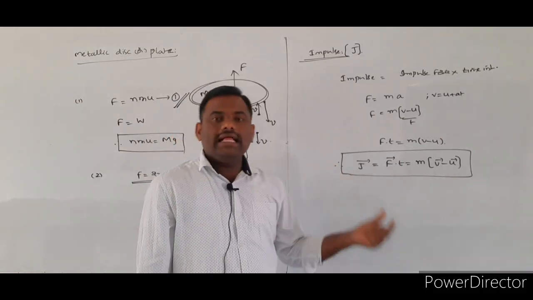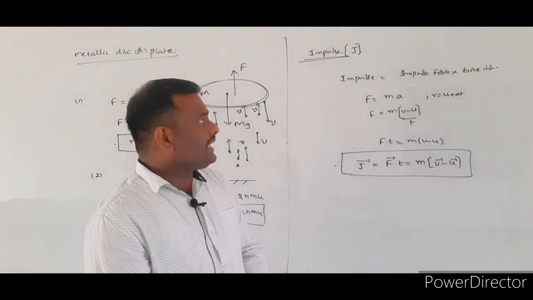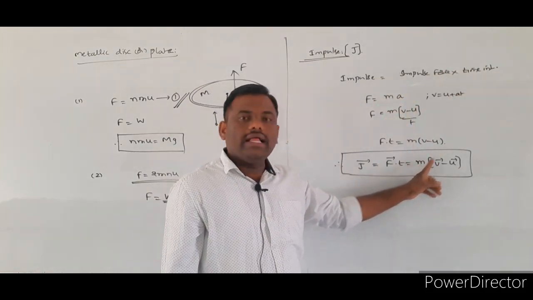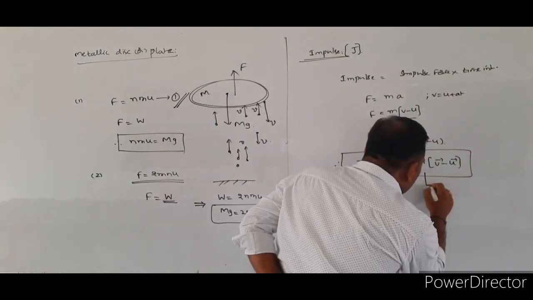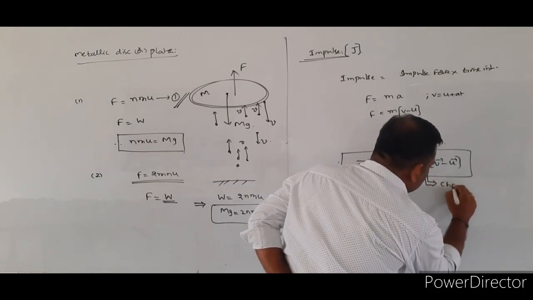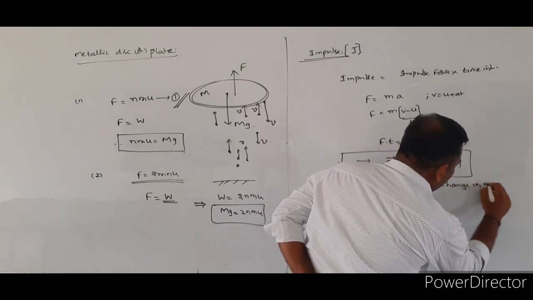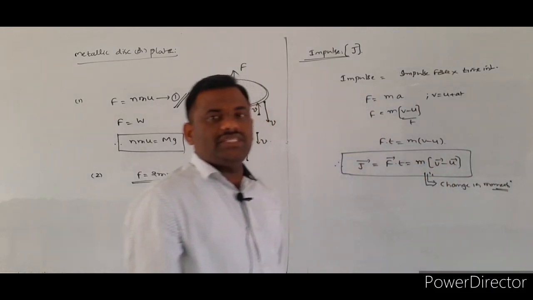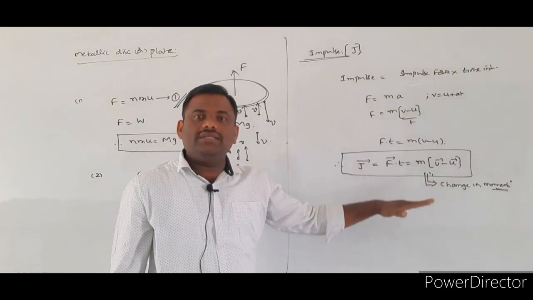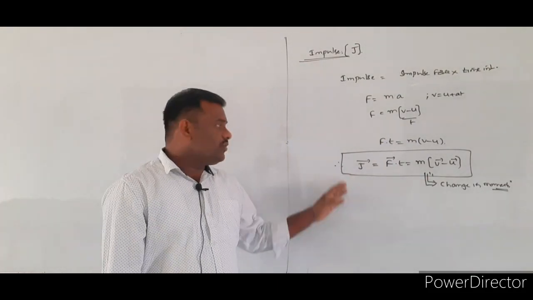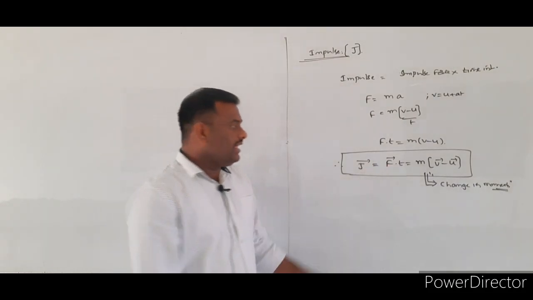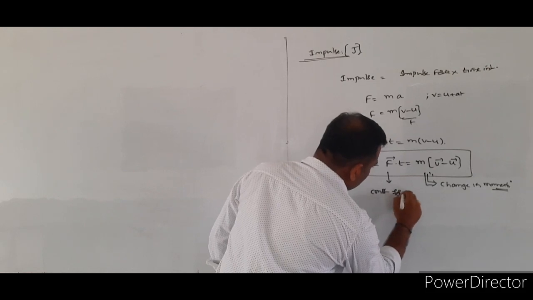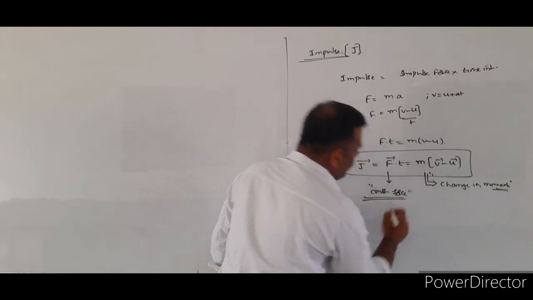So this is the expression for impulse. Impulse is defined as the product of the impulsive force and time interval. Force into time is equal to m into (v minus u). This m into (v minus u) is called the change in momentum. So impulse is nothing but the change in momentum. The formula you wrote for impulse is J bar is equal to F into t. Here F stands for constant force.